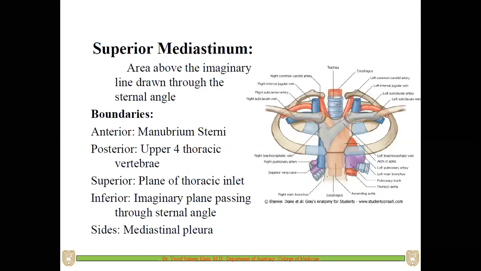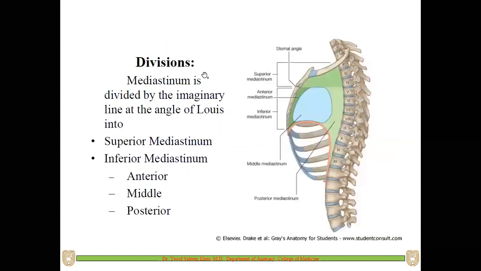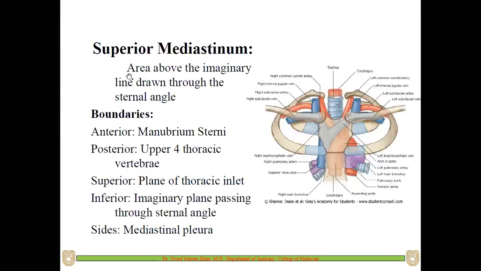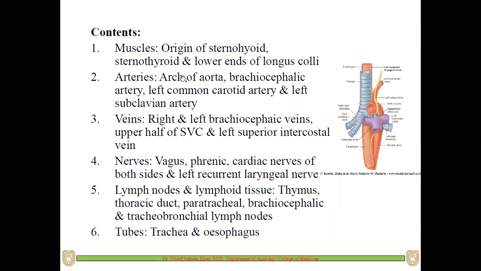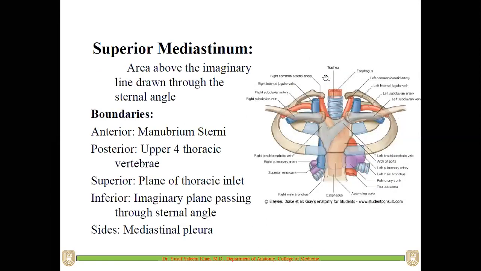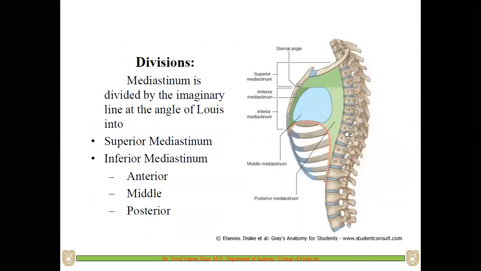Now we'll see the superior mediastinum. As we already saw, this is the superior mediastinum here. The area above the imaginary line drawn through the sternal angle is called the superior mediastinum. The whole thing above the sternal angle is the superior mediastinum. What are the boundaries? Anteriorly, we have the manubrium sterni. As you can see here, this is the manubrium sterni in the front.